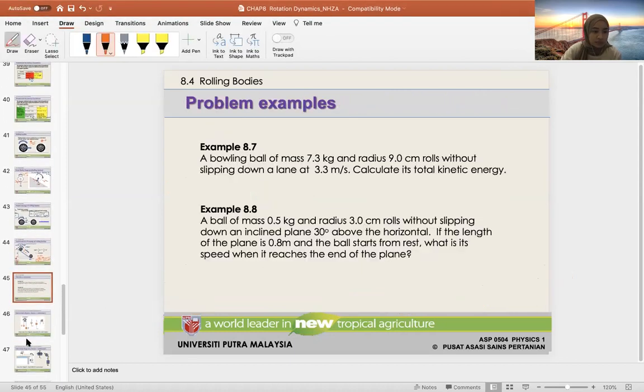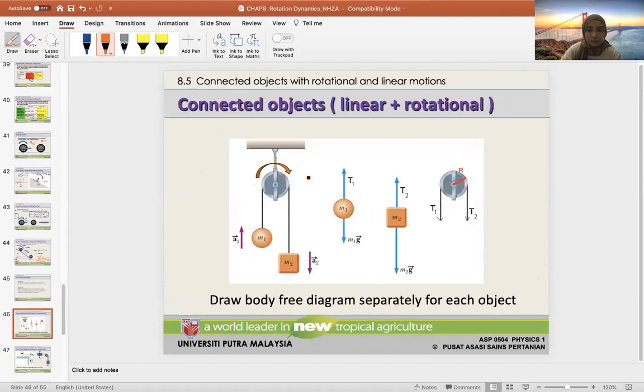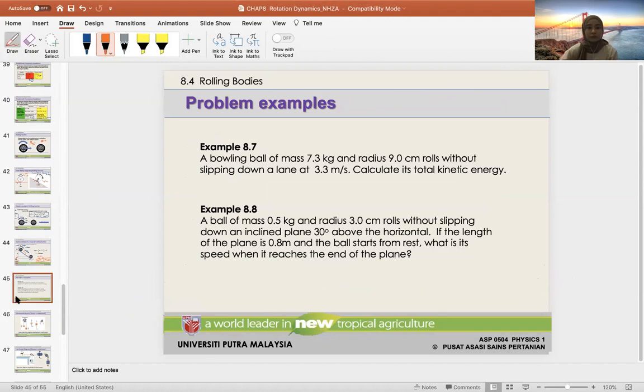Okay, so let's do this example and then I'm going to give you guys a break. A bowling ball of mass 7.3 kilogram and radius 9 centimeter. Convert this to SI unit. It rolls without slipping down a lane at 3.3. So this is the V, 3.3 meter per second. This is the mass, 7.3 kilogram. This is the R.